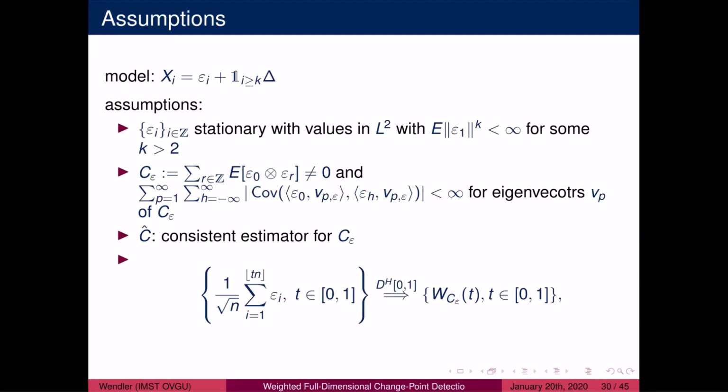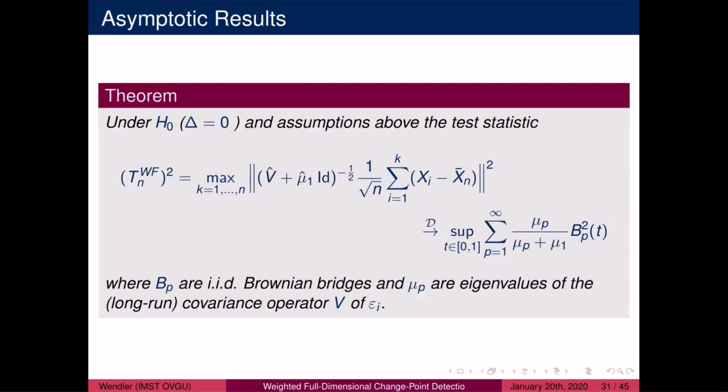We have to be able to consistently estimate the covariance operator, consistent in operator norm. We don't have to estimate all eigenvalues and eigenfunctions consistently. And we just didn't want to deal with the details of dependence conditions, so we just assumed that we have convergence of our partial sums.